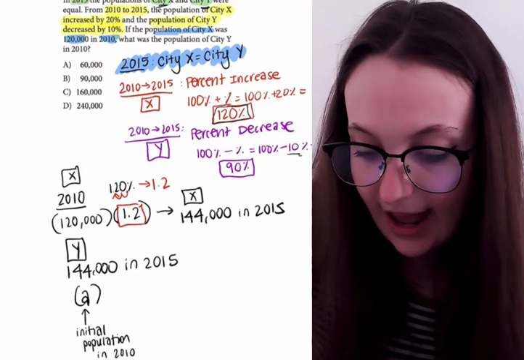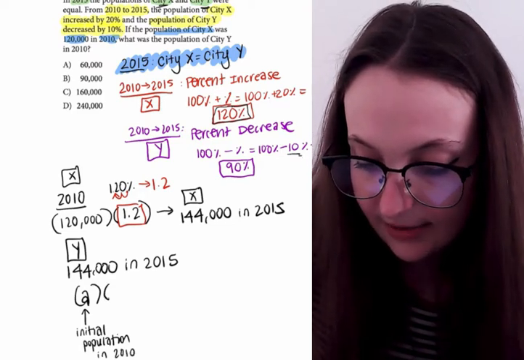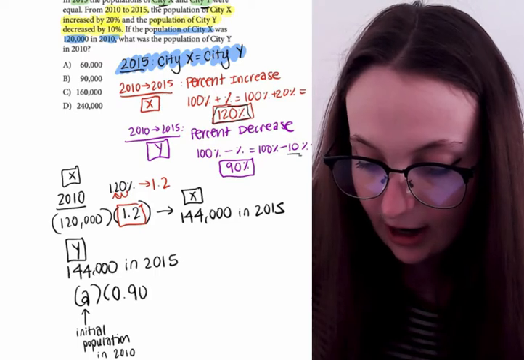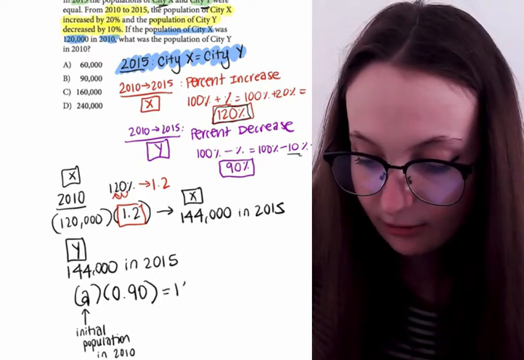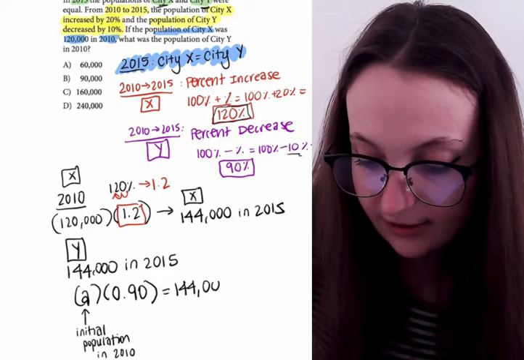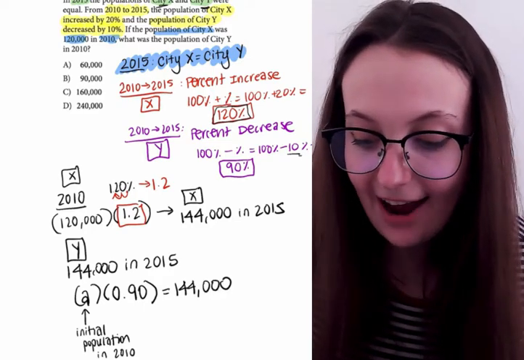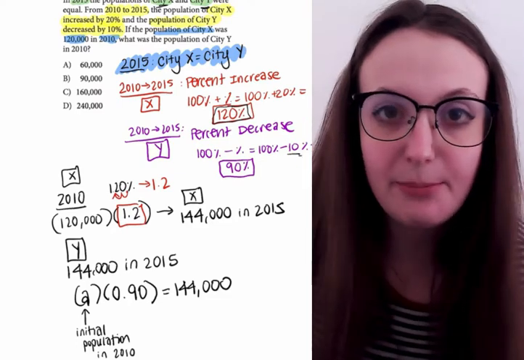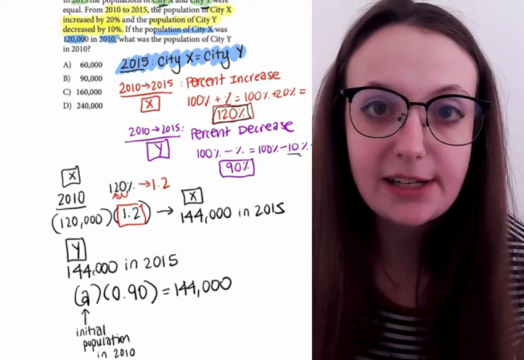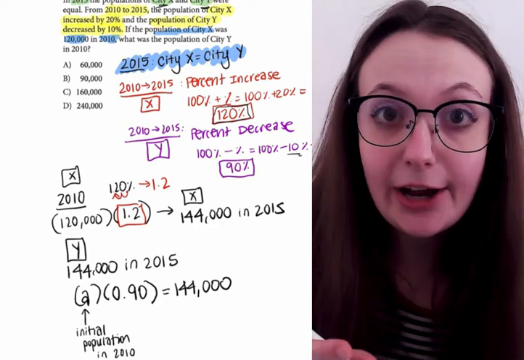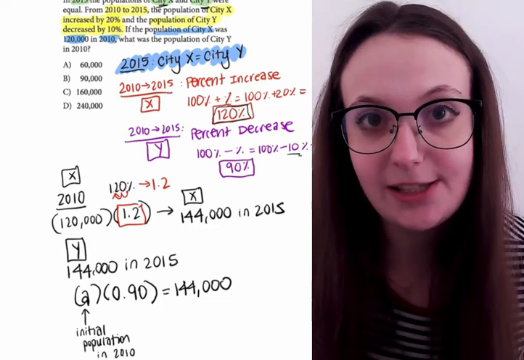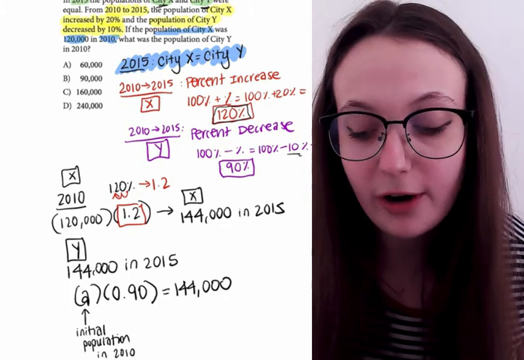So we know that A times 0.90, again, that's 90% written as a decimal, is going to be equal to 144,000. So basically, after it decreases by 10%, 144,000 is the result. So that means we need to start with a higher number, because when it decreases by 10%, that results in 144,000.